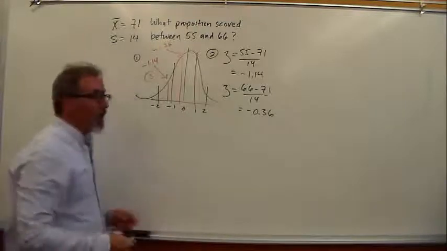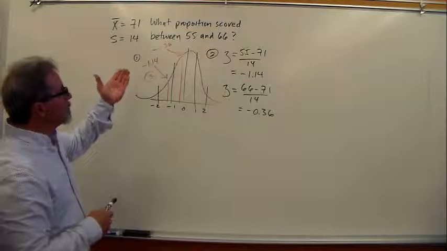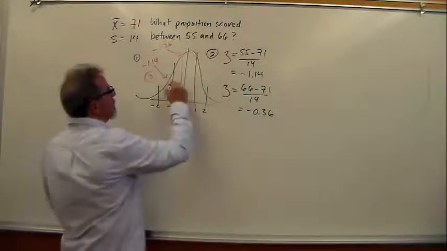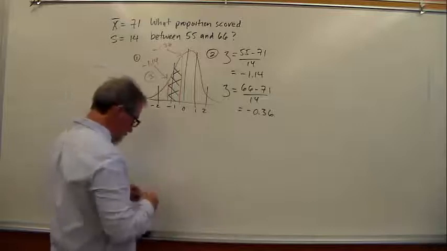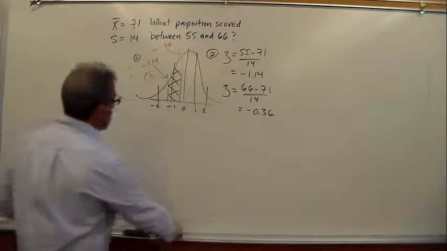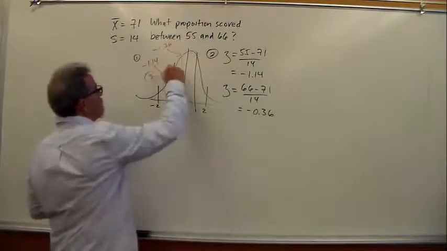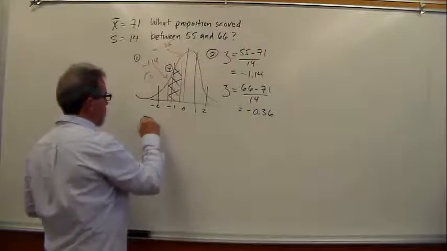Step 4 is shading what we're looking for, what proportion scored between these two numbers. So it's right in here. That's what we're looking for. Okay, that's step 4, shading. And step 5 is go to the z-table.